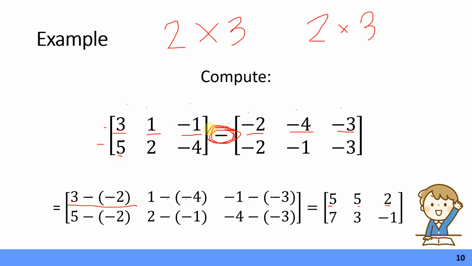So we have 5 minus a negative 2. Negative, negative becomes positive. So 5 plus 2 gives me 7. And then I have a 2 minus a negative 1. So negative, negative becomes positive, giving me the 3. And the very last one is negative 4 minus a negative 3. So negative, negative gives me positive. So negative 4 plus 3 gives me a negative 1.